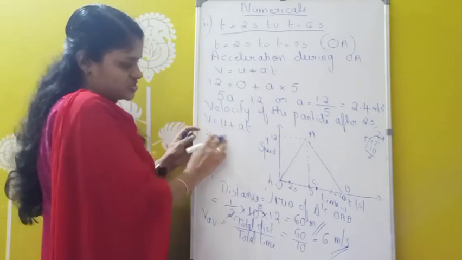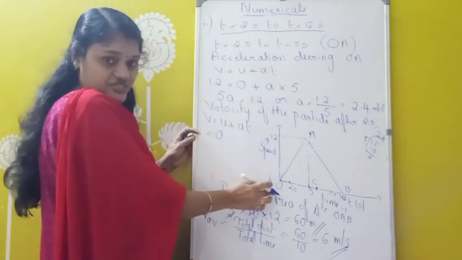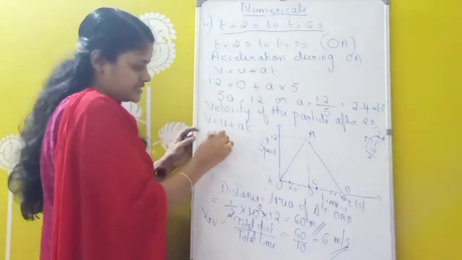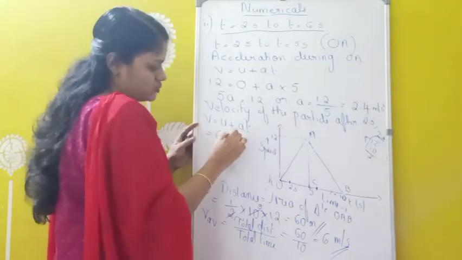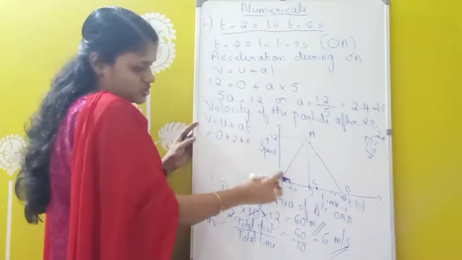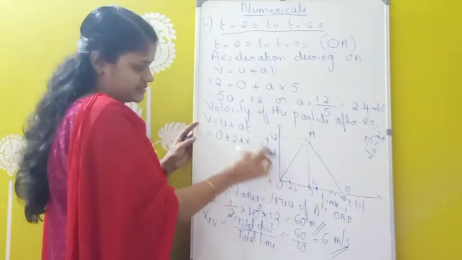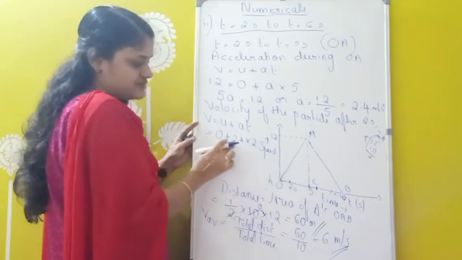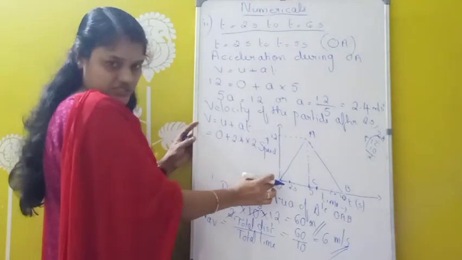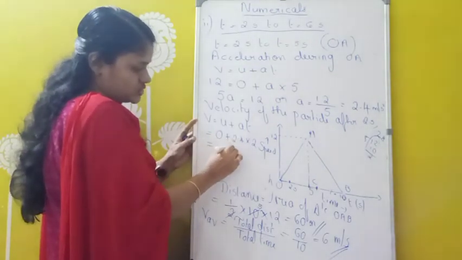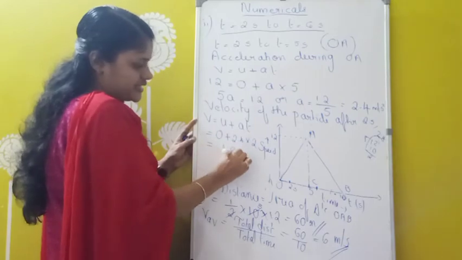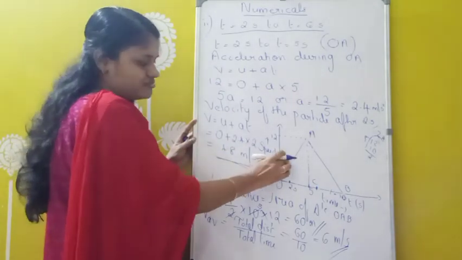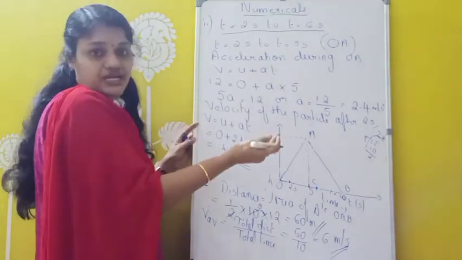What is the initial velocity here? Initial velocity is 0. So after starting and after 2 seconds, what is the velocity? At the starting time the velocity is 0, plus the acceleration we got now, 2.4, into the time, 2 seconds. So I am substituting t as 2, because after 2 seconds we are finding the velocity. Initial velocity is 0. That is equivalent to 2.4 into 2, which is 4.8 meter per second. So this is the velocity of this particle after 2 seconds.